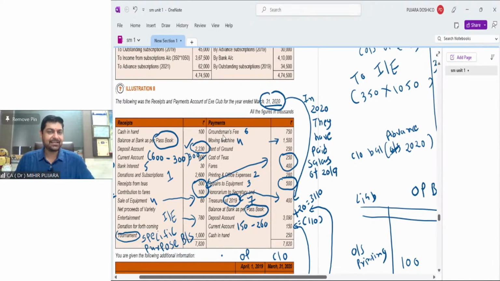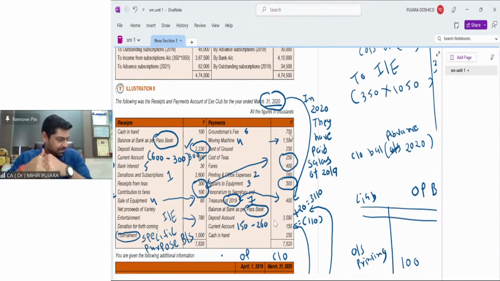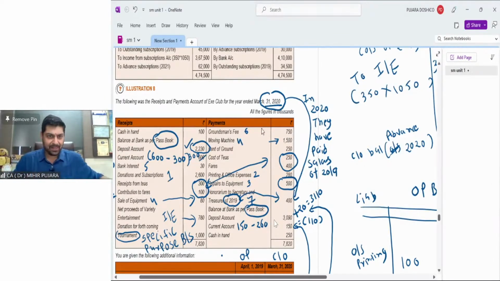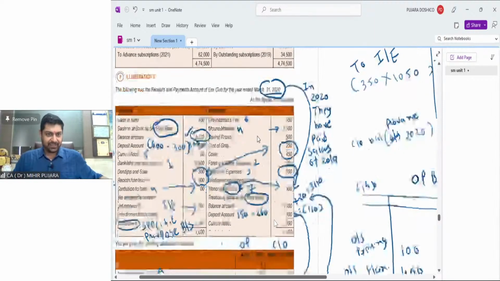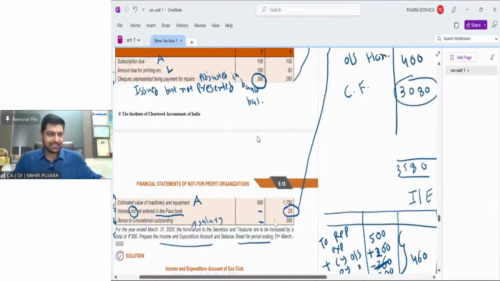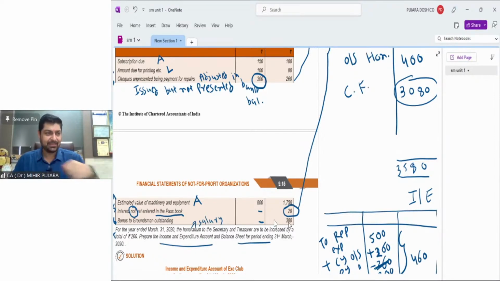On payment side, the first adjustment is of groundman fees, which is given 750. And if you see adjustment number 6, bonus to groundman, it is 300. You can club both the things because both are payment to the groundman. Okay, guys, so simply what you can do.